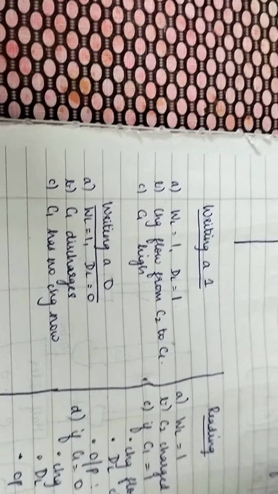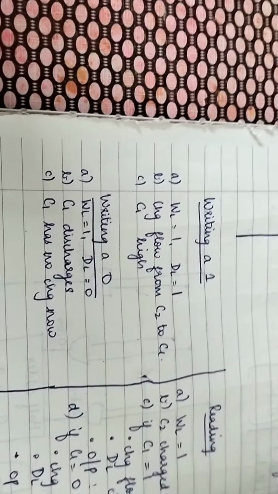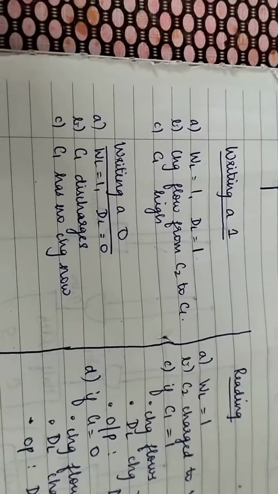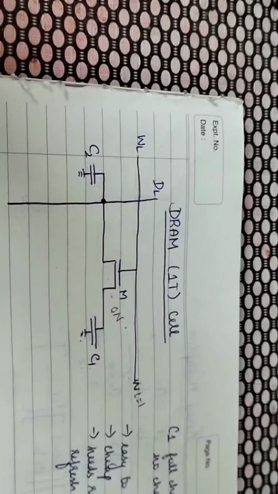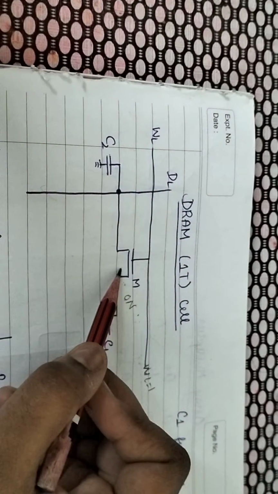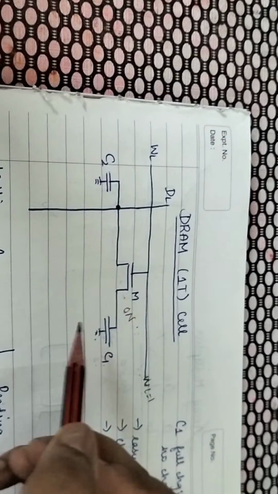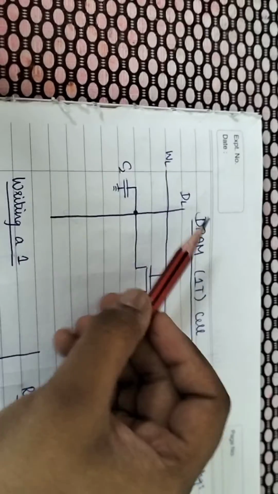So what if I wanted to write a 0? I would still set my write line to be 1 because I want to select this cell, but I would set my data line to be 0. So write line would still be a 1. This transistor is being switched on because I am going to use this particular cell. Now I would set my data line to be 0.